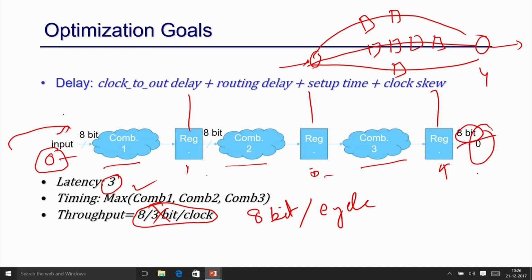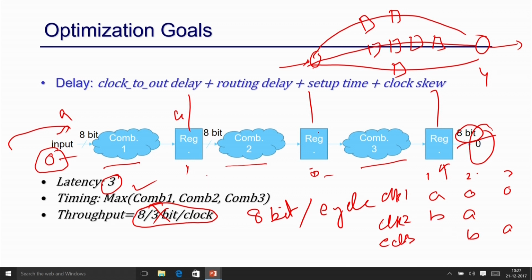Suppose you give A here, so the result of A will come here after 1 clock. If you write this out, in clock 1 you give A here. This is register 1, register 2, register 3, and in your registers these are all 0. In clock 2 the A will come here and the next input B will come. In clock 3, A will come here, B will be processed in these registers, and some new input will come, right.